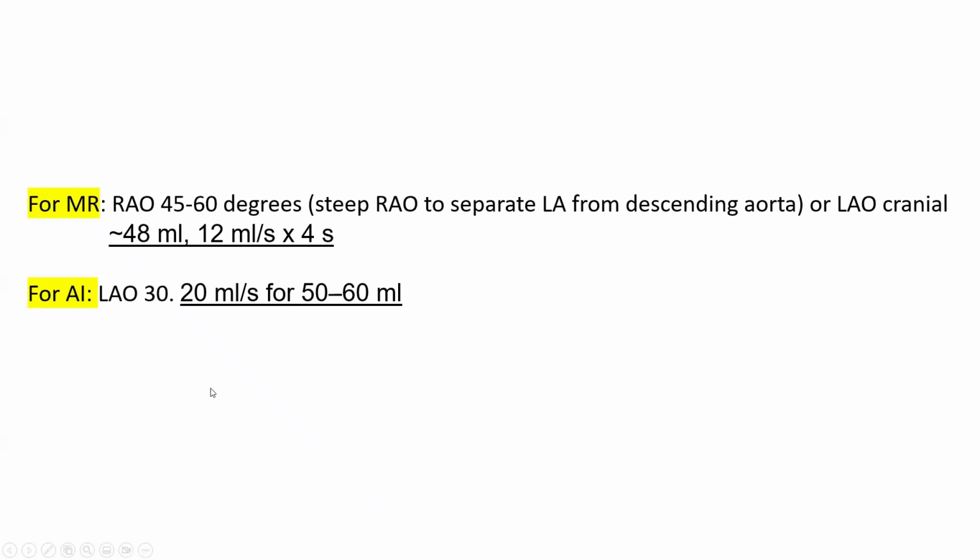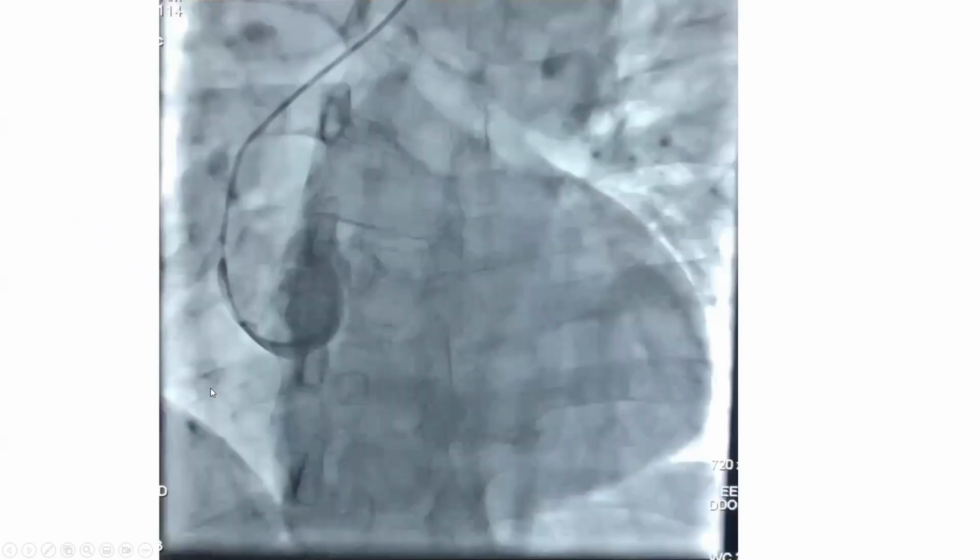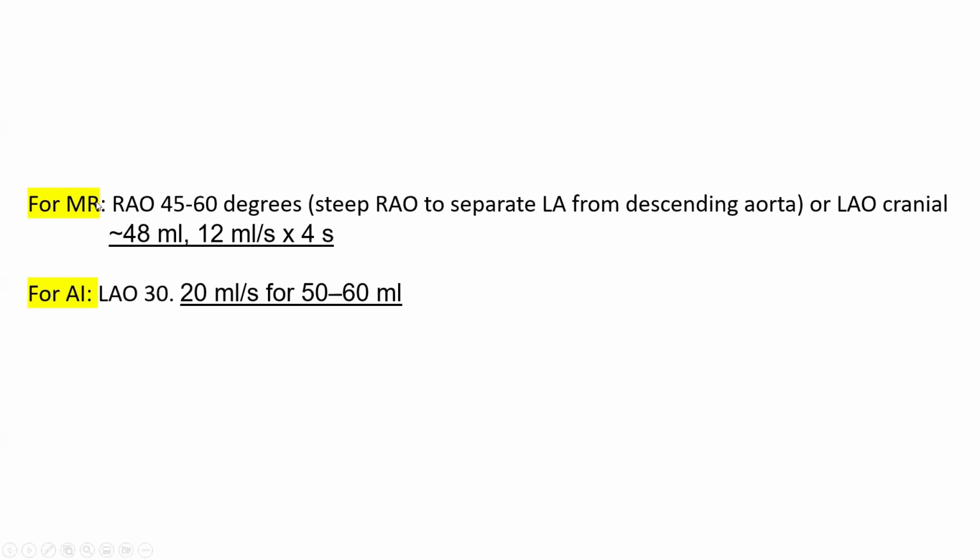And I want you to know how you obtain those angiograms. I notice a lot of fellows these days don't know those numbers. Remember those rules: how much volume and what view. For MR, you need to do RAO view to set apart the descending aorta from the LA so you can see exactly what the LA density is as it's filling. So you do a steep RAO view. You can also do LAO cranial view, which again sets apart the LA from the LV and from the aorta. So you do either one of those, and you have to inject big volume.